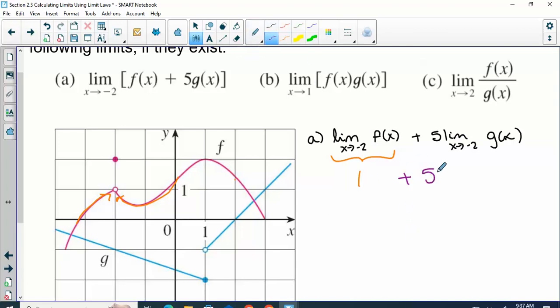Plus 5 times the limit as x approaches negative 2 of g of x. So now we're on the blue one. As we're approaching negative 2, what's that one going to? Negative 1. That's the point when I quit writing the limits. Once we calculate the limit, that symbol goes away. And so then we have 1 minus 5, or negative 4.